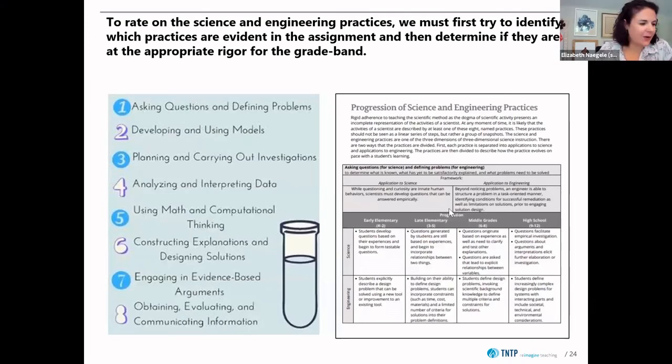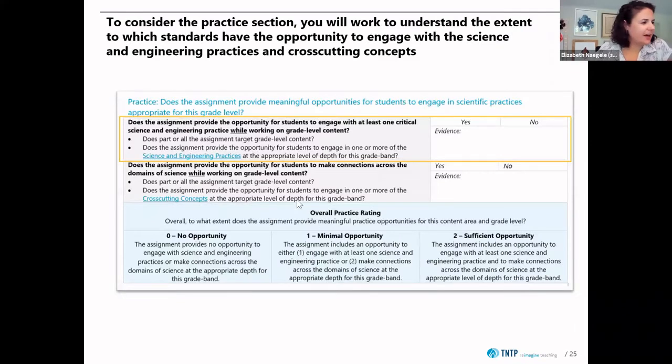So let me show you how I would have rated this. I would have rated this a yes. Brittany, do you mind coming off mute and telling us why you gave it a thumbs up?